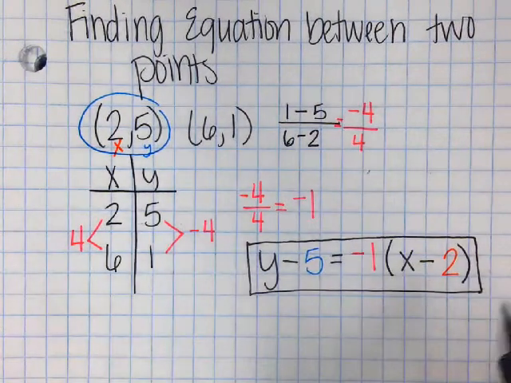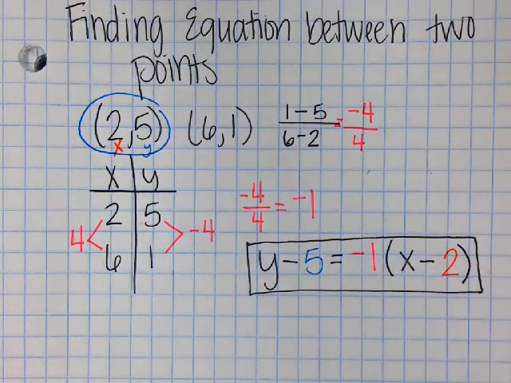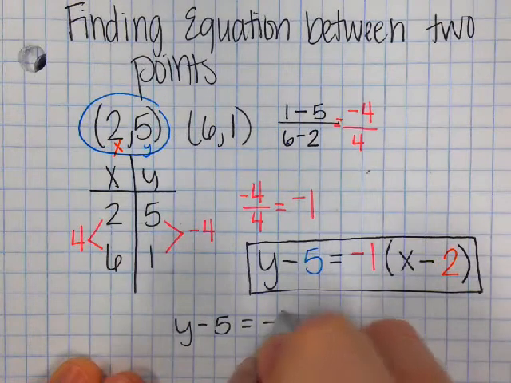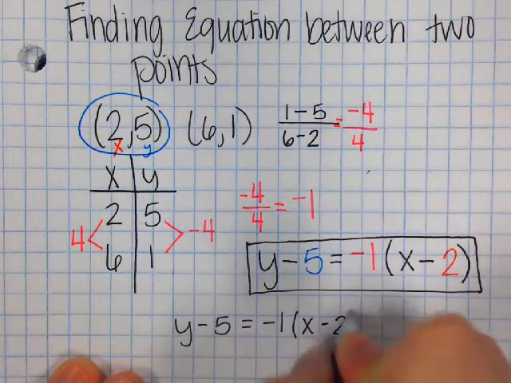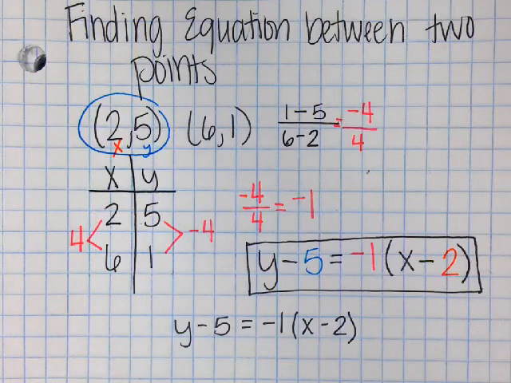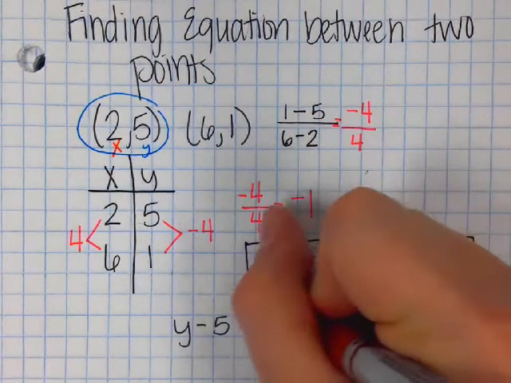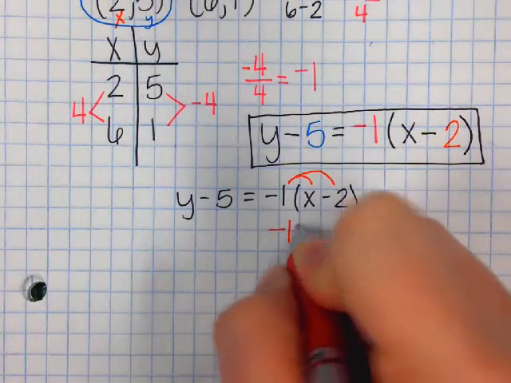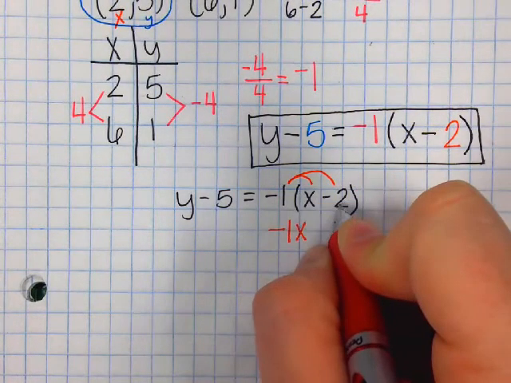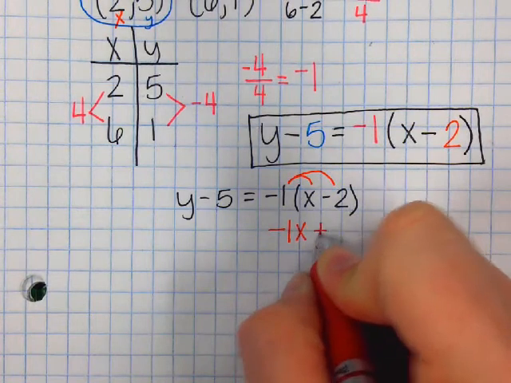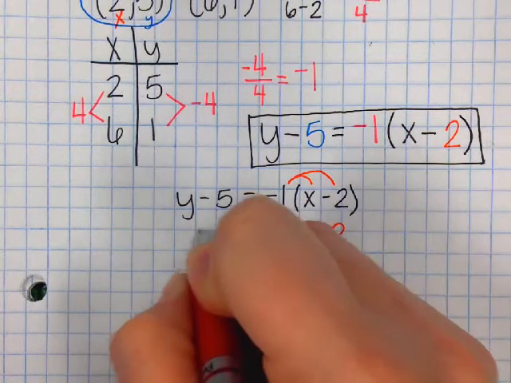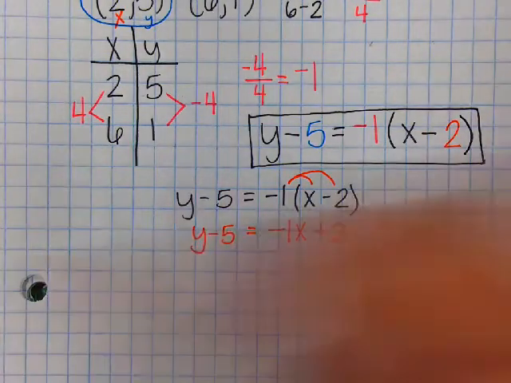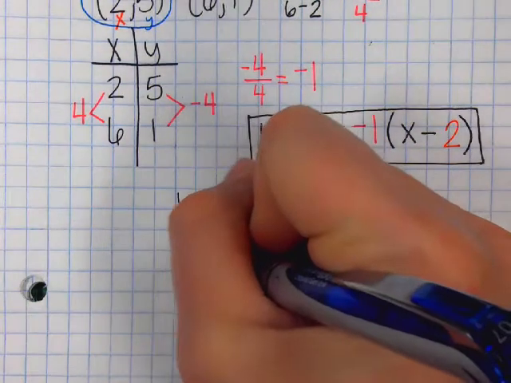Now I need to find the slope intercept. So I'm going to go ahead and do those steps that I just told you about a minute ago. I'm going to take that equation, y minus 5 equals negative 1 times x minus 2. First thing you need to do is distribute. So negative 1 times x would be negative 1x. A negative 1 times a negative 2, a negative times a negative is a positive 2. Bring down the equal sign. Bring down the y minus 5.